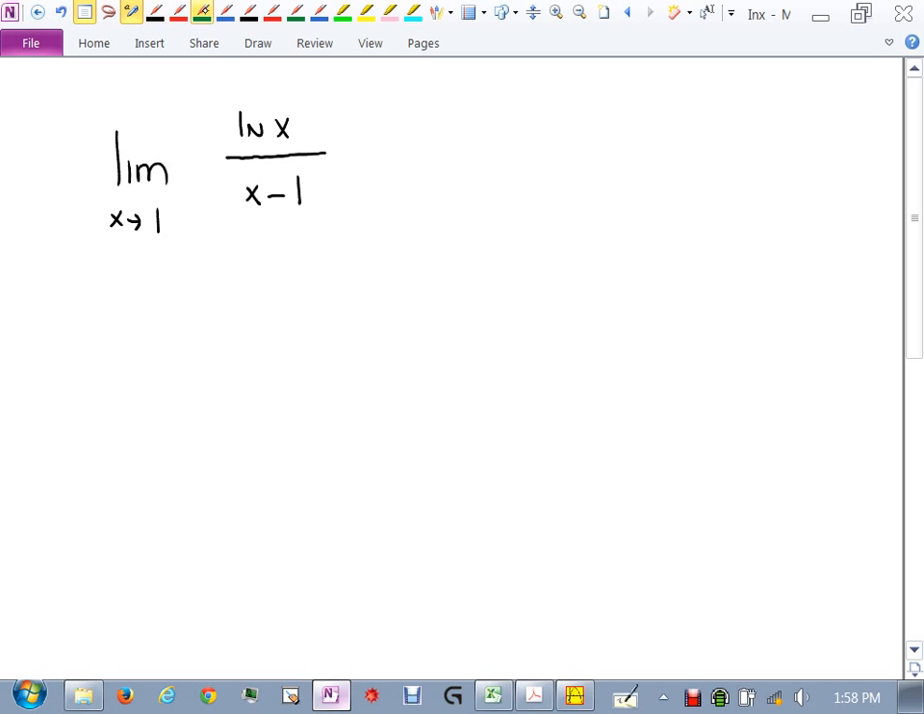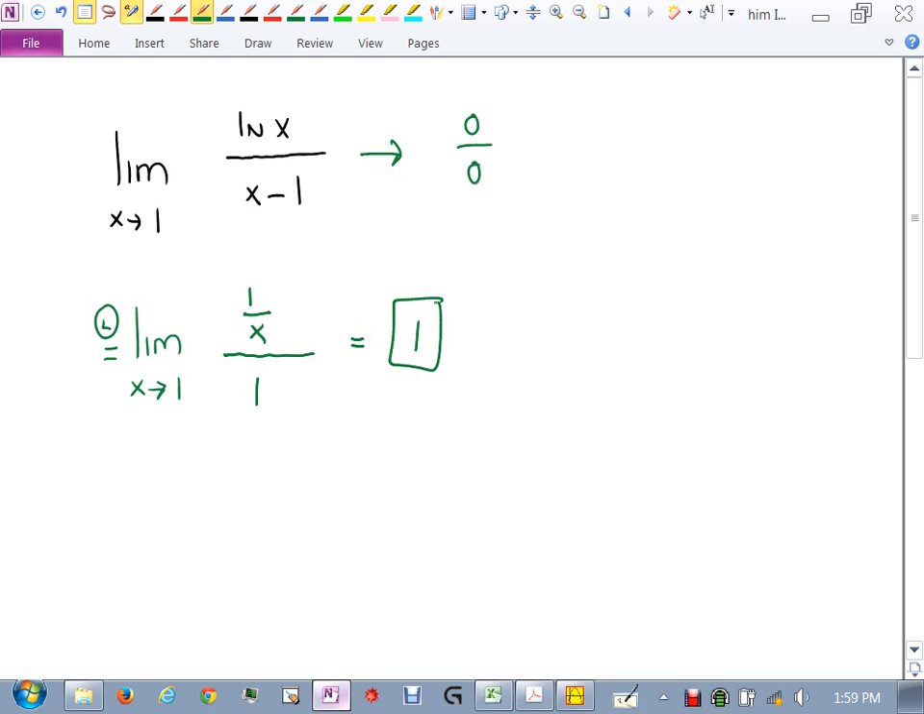But it has the appropriate form, because what's natural log of 1? Just doing direct substitution, natural log of 1 is 0. And then 1 minus 1 is 0. So you get 0 over 0. That's the appropriate form for L'Hopital's rule. So apply it. L'Hopital, limit as x goes to 1. What is the derivative of the top? 1 over x. What is the derivative of the bottom? 1. So it's just 1 over x, and as x goes to 1, you just get 1 over 1, and you're done.